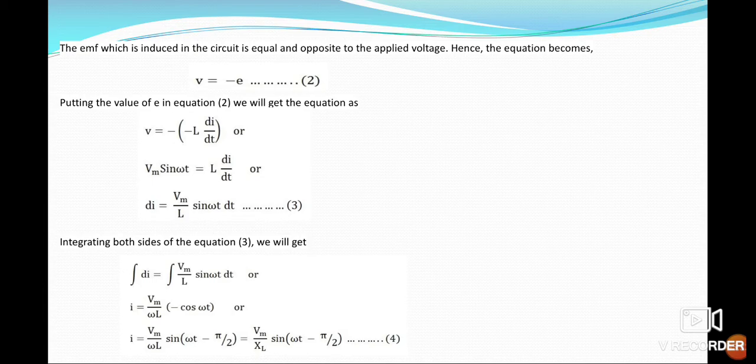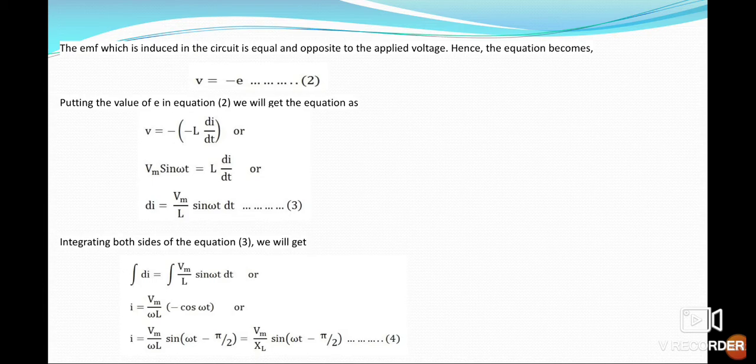Now, putting the value of E in equation 2, we get v equals minus of minus L di by dt, or Vm sin omega t equals L di by dt, or di equals Vm by L sin omega t dt. Now, integrating both sides of equation 3, we will get I equals Vm by omega L into minus cos omega t.